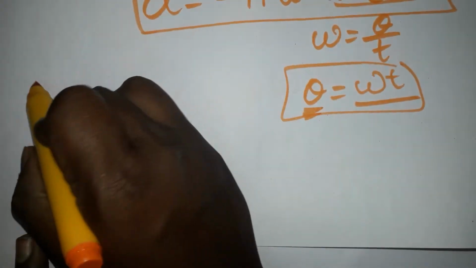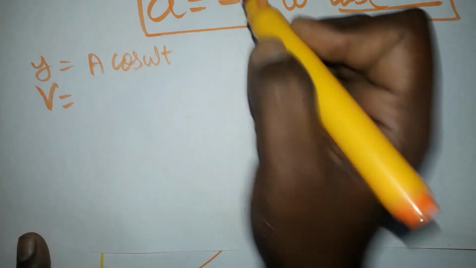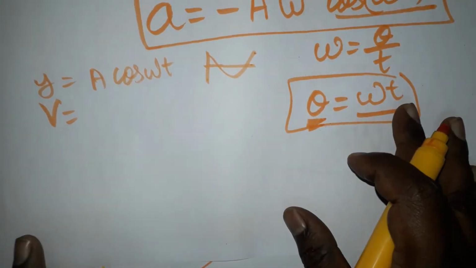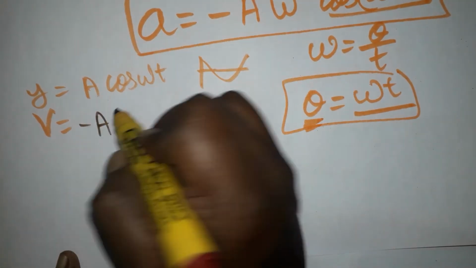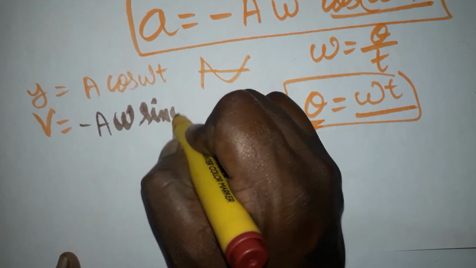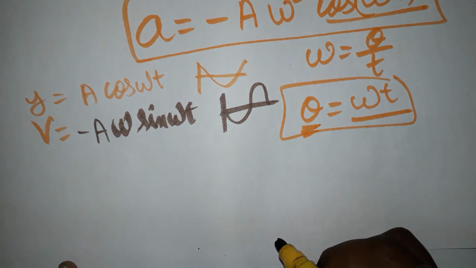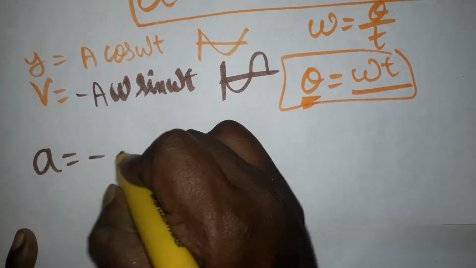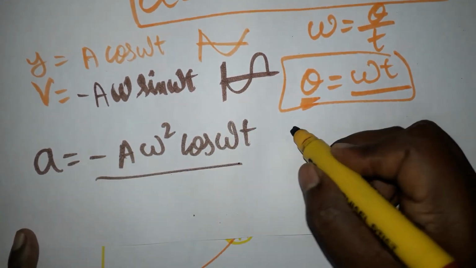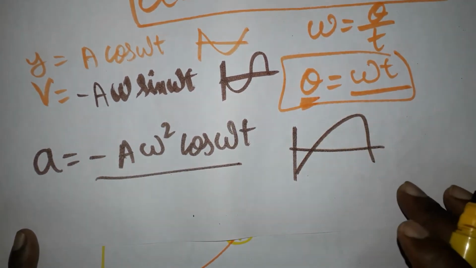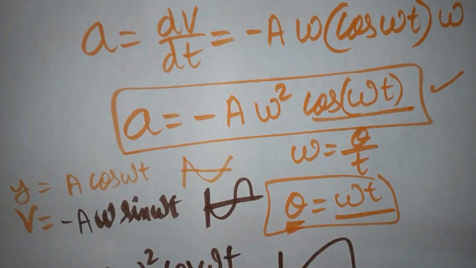Let me write the three equations. y is equal to a cos omega t, and the graph for this will be like this. Velocity is equal to minus a omega sin omega t, a negative sine graph, which I will get like this. Acceleration is equal to minus a omega square cos omega t, a negative cos graph, which we will get like this. Okay, that is not our objective. Our objective is to learn T is equal to 2π root of L by g.